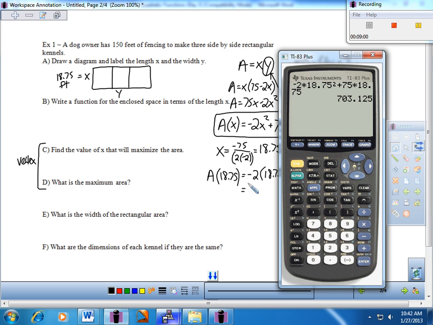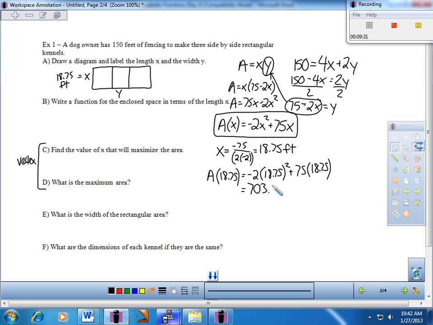Beautiful. Okay, so 703.125 square feet. Again, that's not y, that is a. So I'm going to kind of put this in here, 703.125 square feet. That's the best we can do in terms of the space enclosed for these 3 kennels.